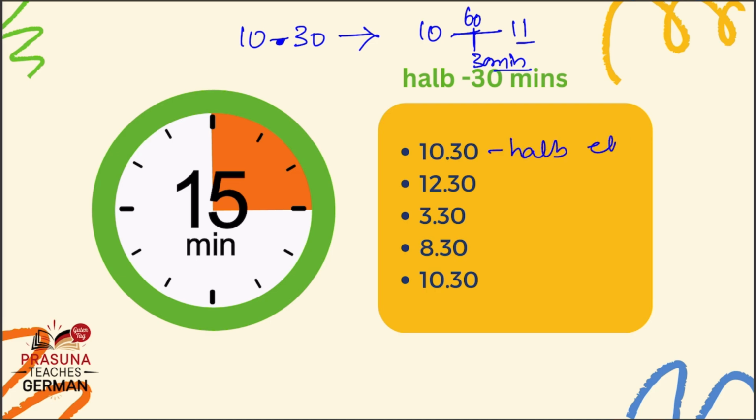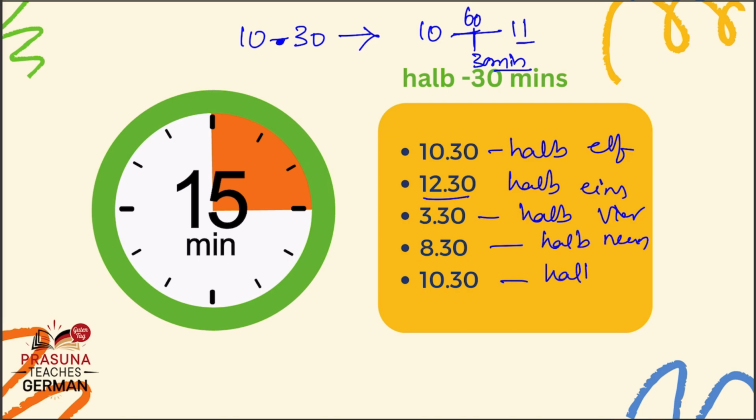Halb elf. 12:30 means half of the one is over. It is halb eins. 3:30 is half of the 4: halb 4. 8:30 is halb 9. 10:30 is halb elf. Okay.